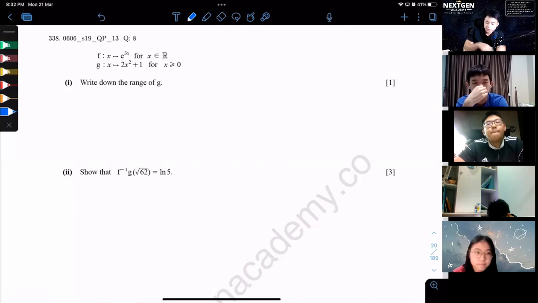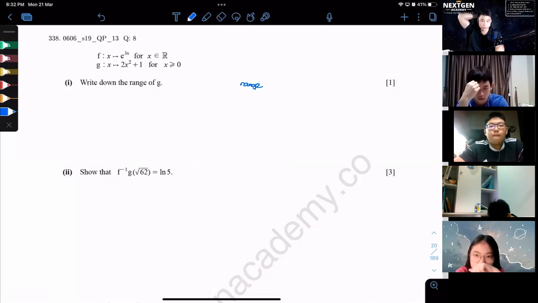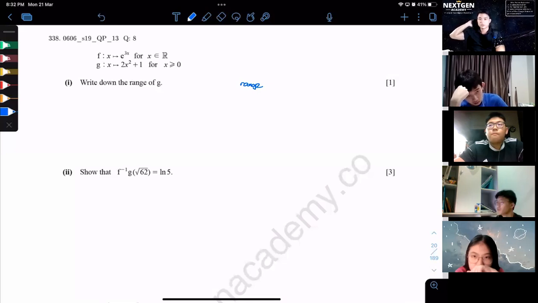Range means what? What's the definition of range? You know what's range? What's domain? What's range? Do you recall? Back to your chapter 1. All these definitions you all need to remember. What is domain and what is range? Anyone? Oh, forgot.